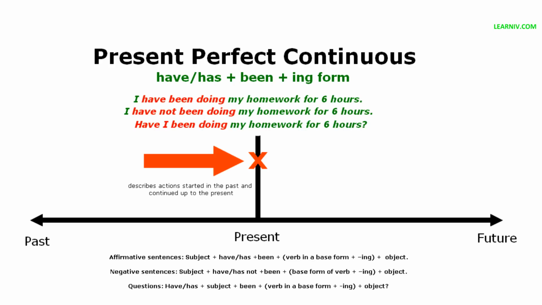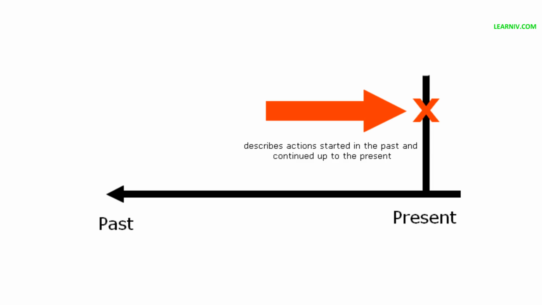Hi, I'm from learniv.com, and today I'm going to explain the present perfect continuous tense in English, which is used to describe actions that began in the past and are still ongoing, often emphasizing the duration of the action up to the present moment. Let's look at the explanation on the timeline.